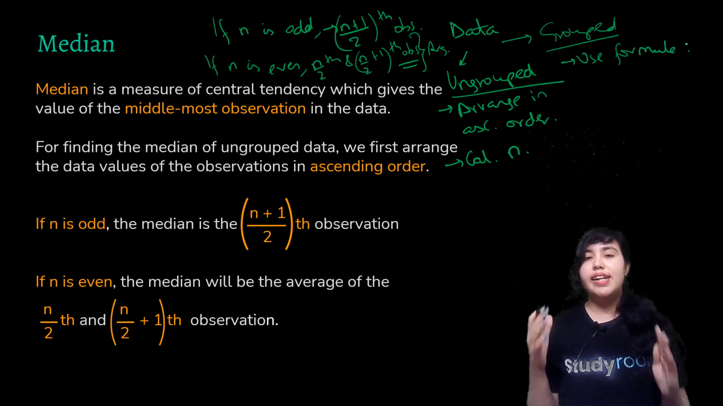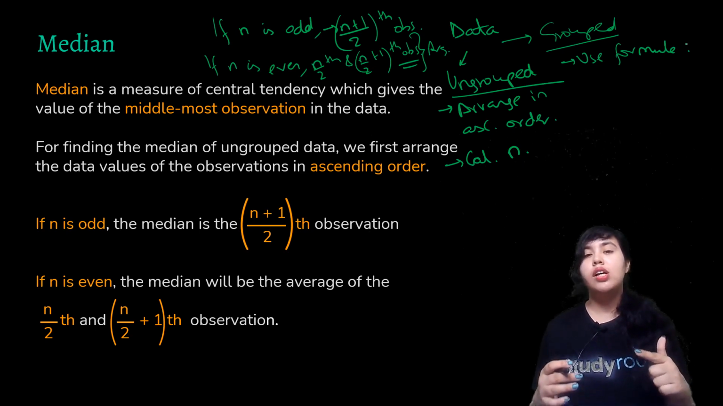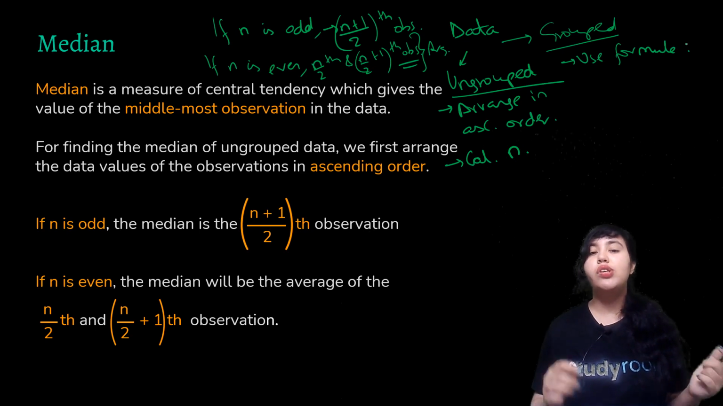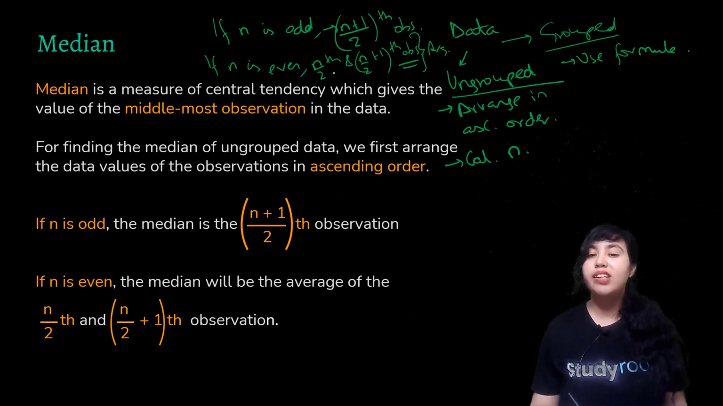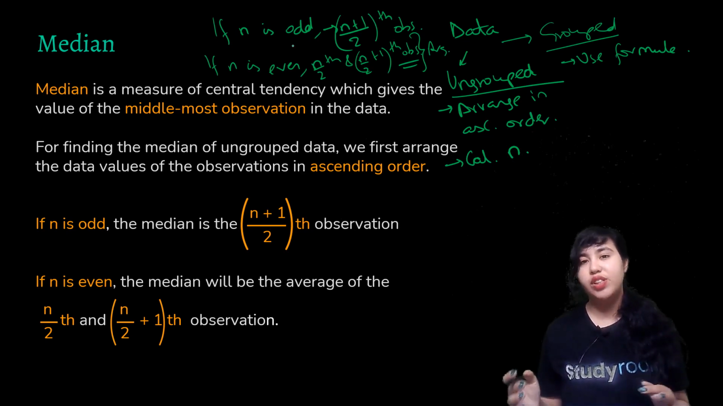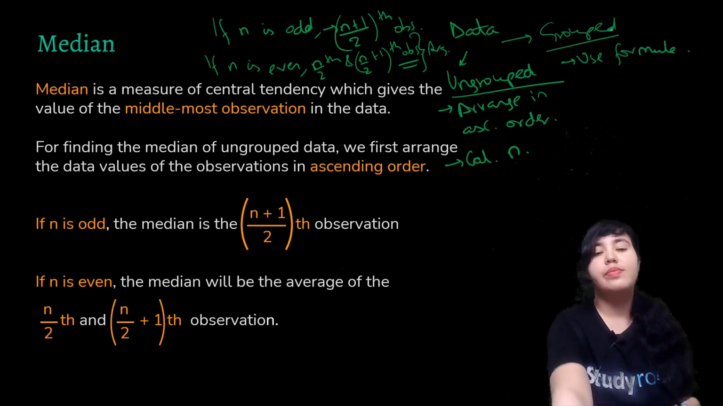So if your data is ungrouped, what you will do, you will first of all arrange your data in ascending order. You will calculate the number of observations n. If this n is even, what will you do? You will take the average of the two middle terms, n by 2th and (n by 2 plus 1)th. If it is odd, then it's very simple. You just need to look at the (n plus 1) by 2th observation. And if it is grouped, then you just need to make use of your formula.